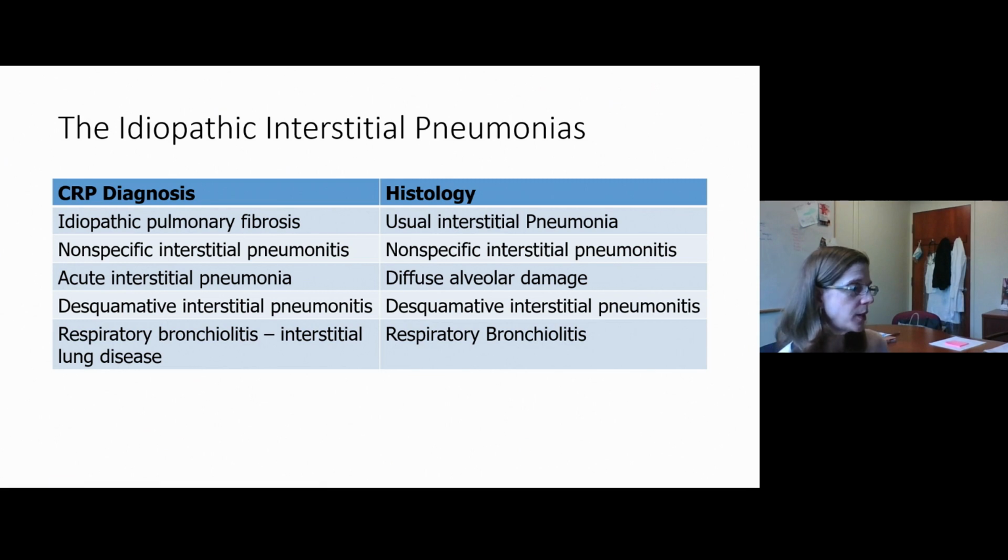Then we worry about acute interstitial pneumonitis, what used to be Hammond-Rich, which can also be seen as an acute exacerbation of an underlying interstitial lung disease. And in this case, on histology, we would see diffuse alveolar damage. And then finally, we have DIP and RBILD. Again, these are the smoking-related idiopathic interstitial pneumonias that are on a continuum because of an exposure to tobacco or other inhaled agents.